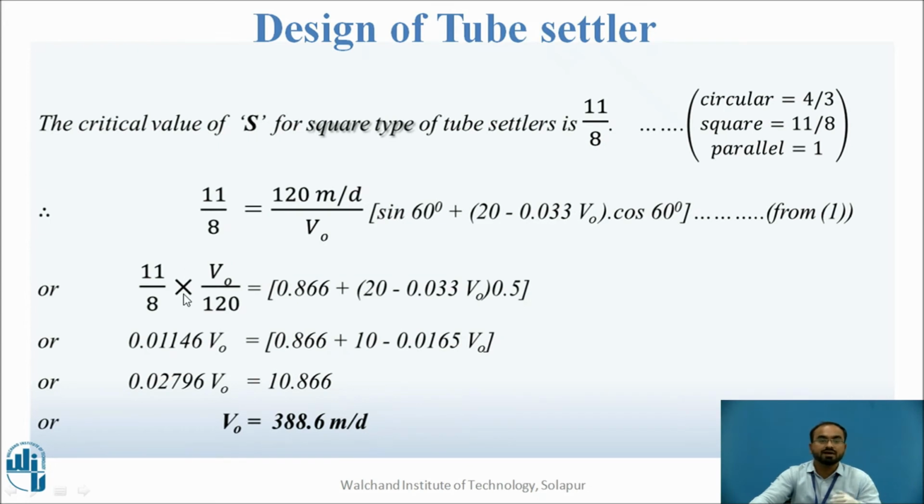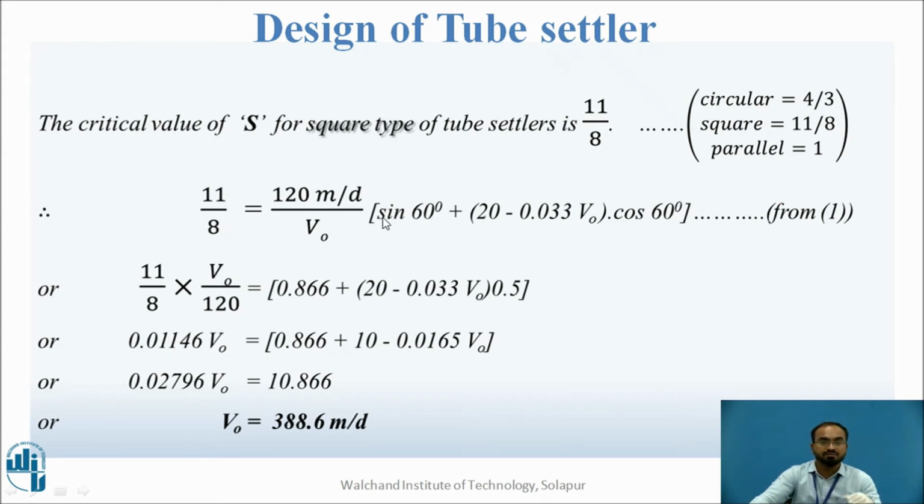Now the critical value of S for the square type settlers will be 11 by 8. As in the question they have said the size is 0.05 into 0.05 meter, so automatically it is a square. That's why we have to take the critical value of S to be 11 by 8. But if the tube settlers are circular in shape, we have to take 4 by 3. And if they are parallel plate in arrangement, we have to take 1.